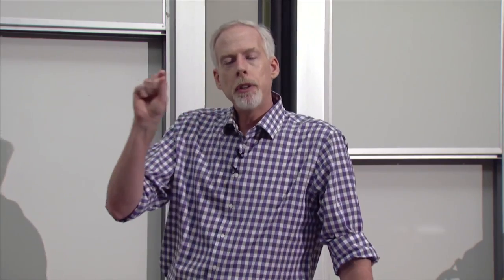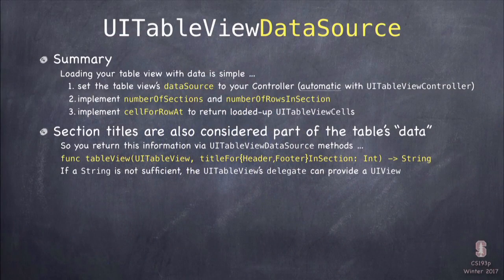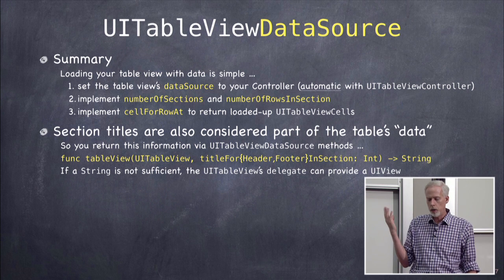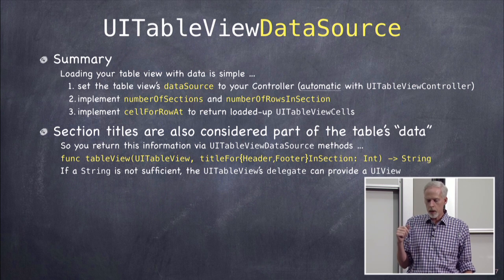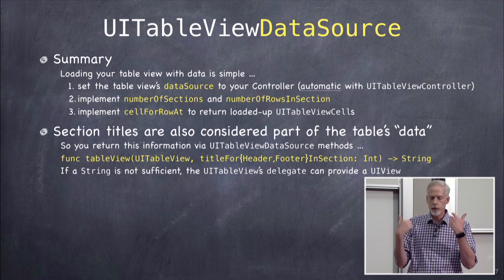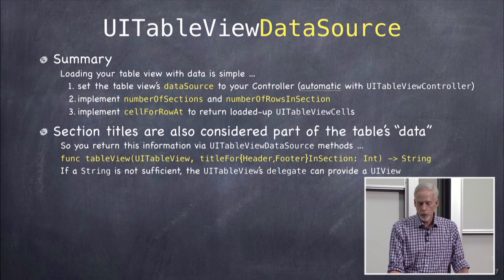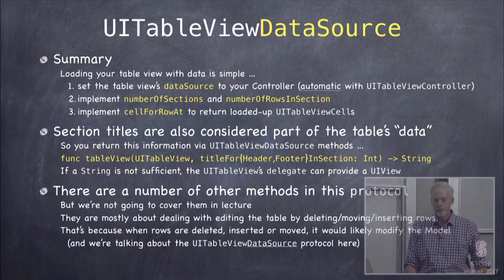By the way, the titles of the sections, remember when I showed you the countries and it had Japan and Mexico as titles? Those are considered part of the data. So those are part of the UITableViewDataSource protocol as well. This method, title for header or footer in section, you pass the section number and it gives you the thing. You can also do it with a view using the delegate. But if you want to just do it as a string, you can use the data source.